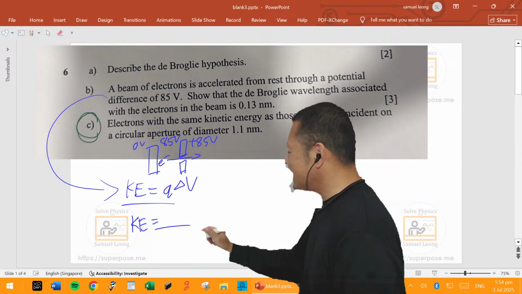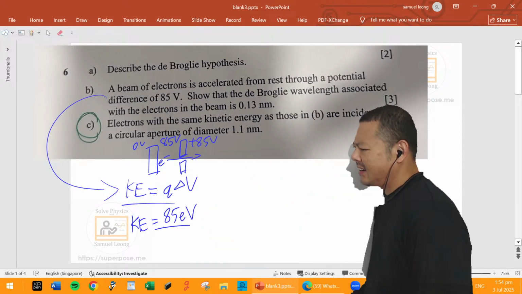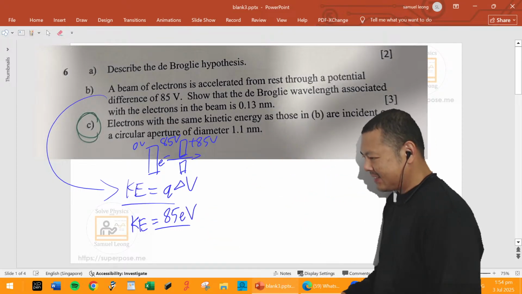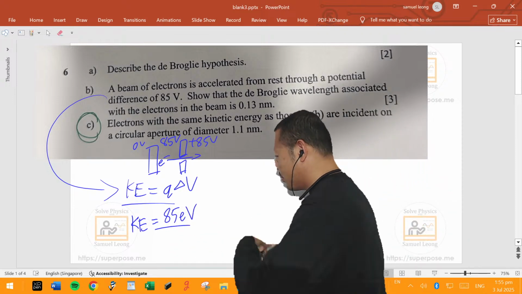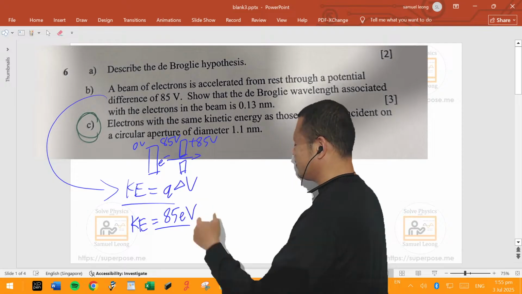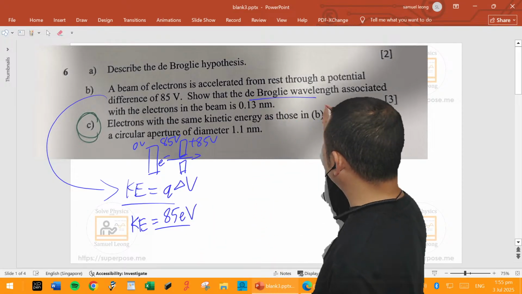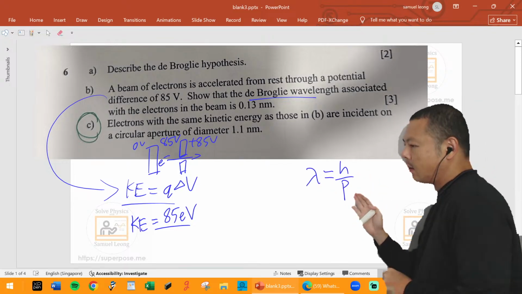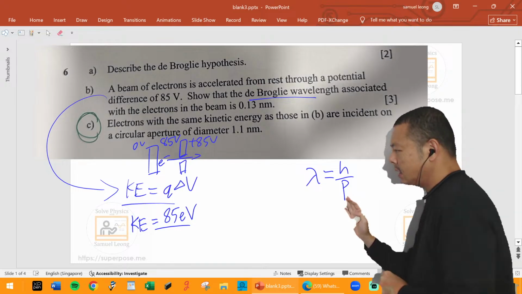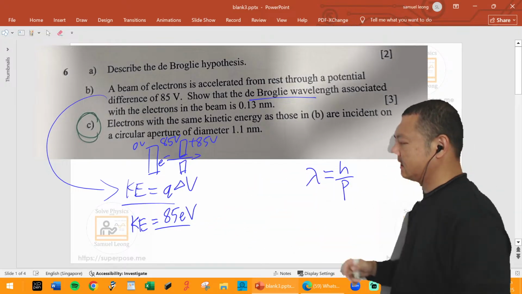Okay, wait, hang on. You're supposed to just say that the KE is 85 eV first. Yes, okay. So 85 eV, straight up, you should always say this, right? SL, HL, everyone. Straight up, 85 eV. And then after that, you're supposed to show the de Broglie wavelength. The de Broglie wavelength requires you to find momentum. So you have to find the momentum. So KE and momentum, what's the link?